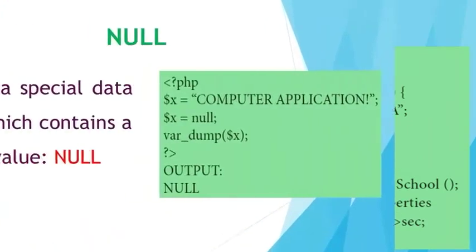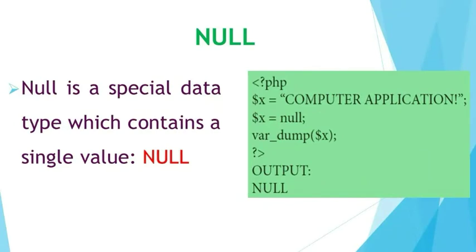Okay. And next, null data type. The null data type is a special data type which contains a single value, that is null. Null means what? 0. See this example. This is the opening tag, this is the closing tag. One variable is given, x is equal to computer application. And next, again another variable is created with the same name, x. That x value is null. So when you are calling the variable dump function, it will show the type and value of that variable, that is null, which will be printed on the output screen.